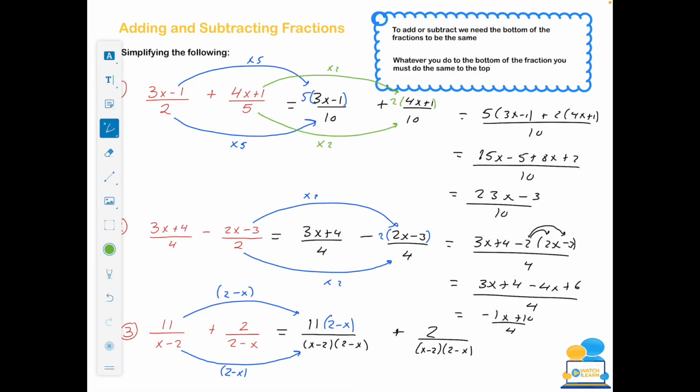And similarly with the other one, so there was a 2 minus x originally on the bottom. Suddenly there's a 2 minus x, but there's also an x minus 2. So we'll have to do the same thing to the top. We'll do x minus 2.